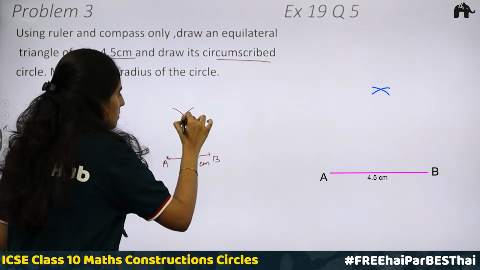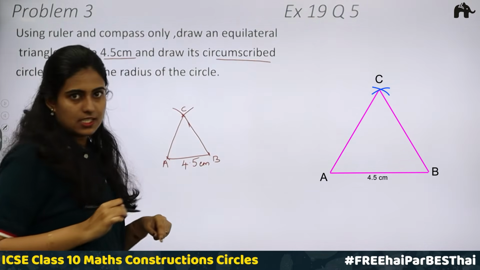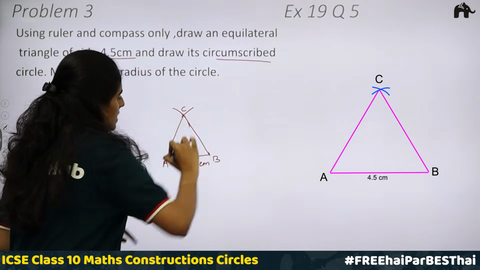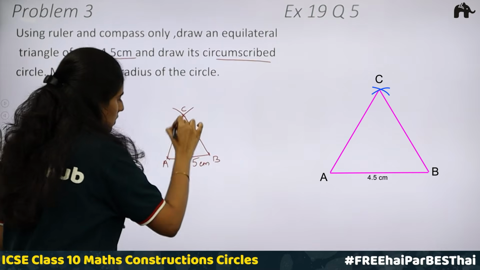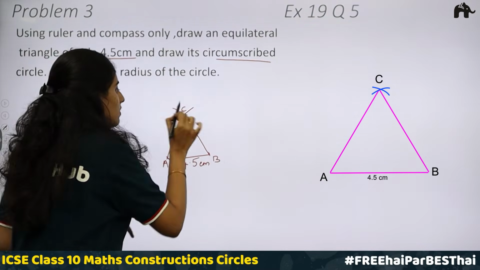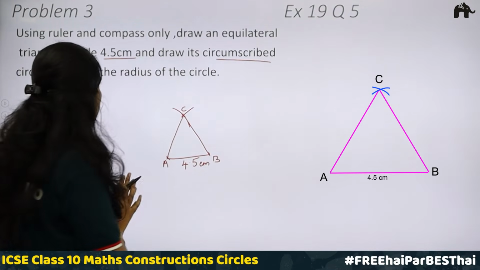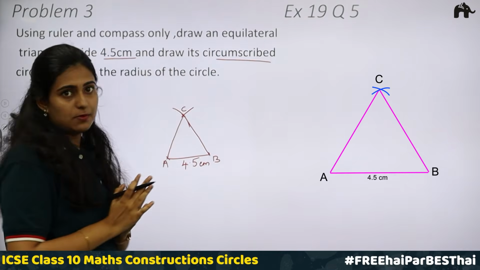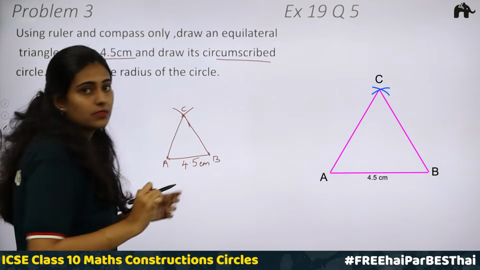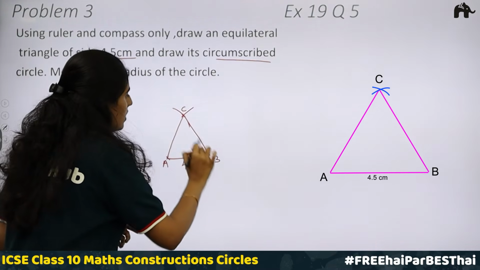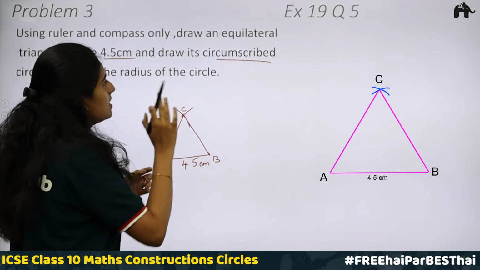Okay. So from this point, draw lines to A and B. I'll mark this point as C. Then the measurement of AC will be 4.5 because we have taken 4.5 centimeters in the compass. Okay, AC will be 4.5 and BC will also be 4.5. So this is our required triangle ABC. Okay, now we have to draw the circumscribed circle. What is a circumscribed circle? A circle that comes exterior, outside the triangle, and touches all the vertices of the triangle is called a circumscribed circle. Okay, now let's construct the circumscribed circle.